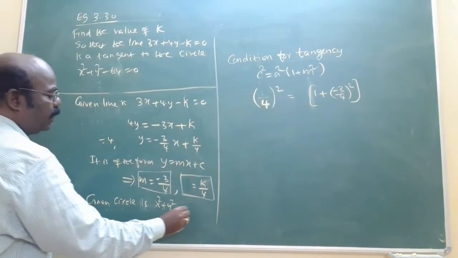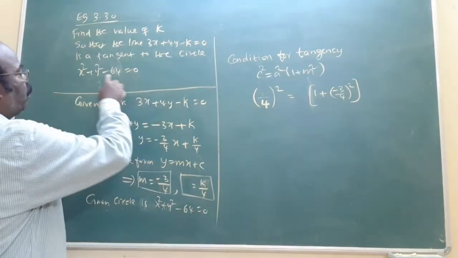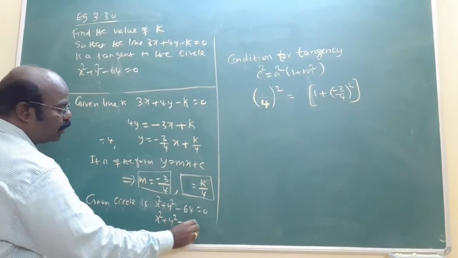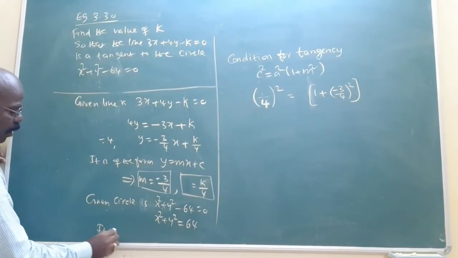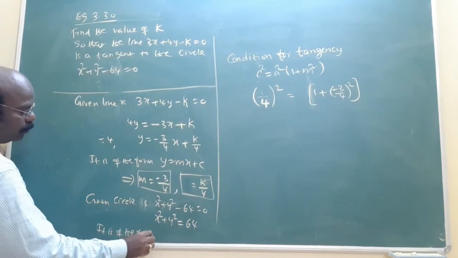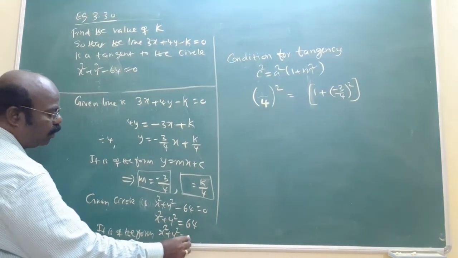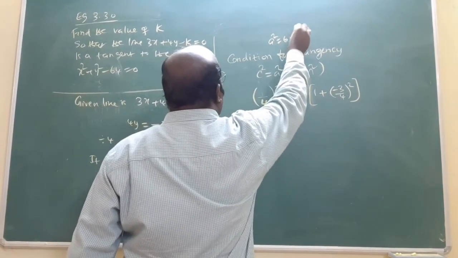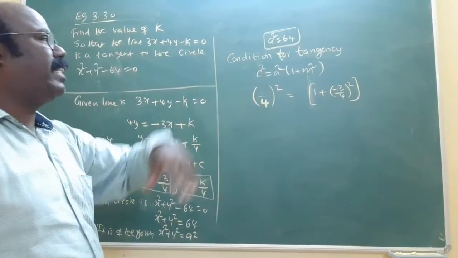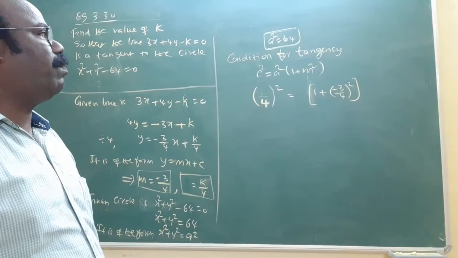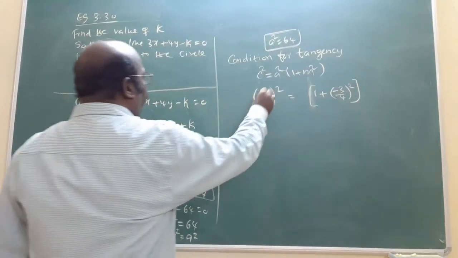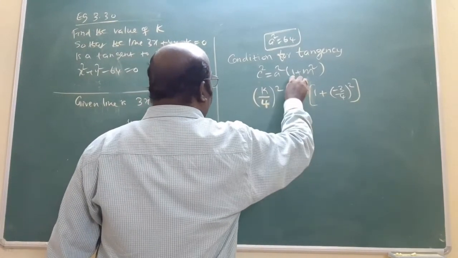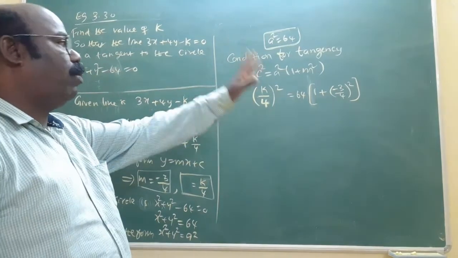Now, the given circle is x square plus y square minus 64 equal to 0. Again, x square plus y square equal to 64. Am I right? Now, it is of the form x square plus y square equal to a square. a square is what? 64. Now, condition for tangent is c square equal to a square into 1 plus m square. c is what? k by 4 whole square. a square is 64 into 1 plus m square, m is minus 3 by 4 whole square.